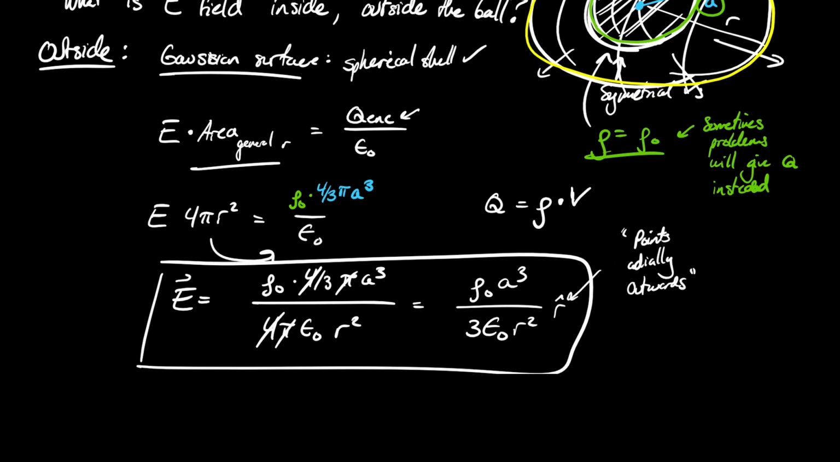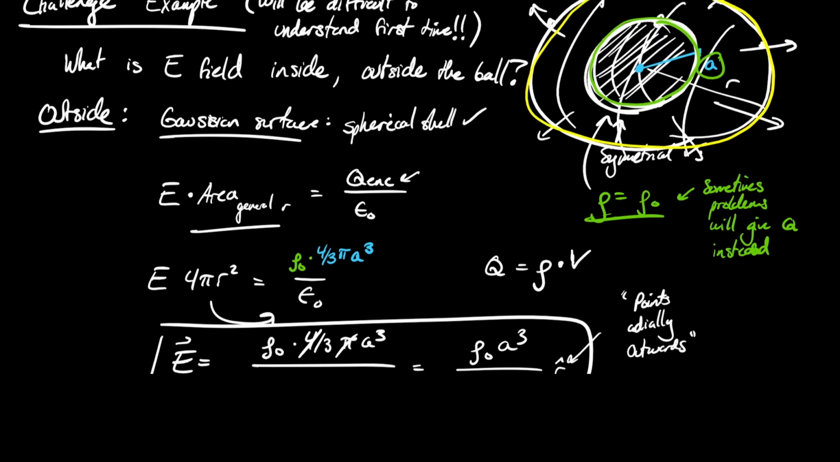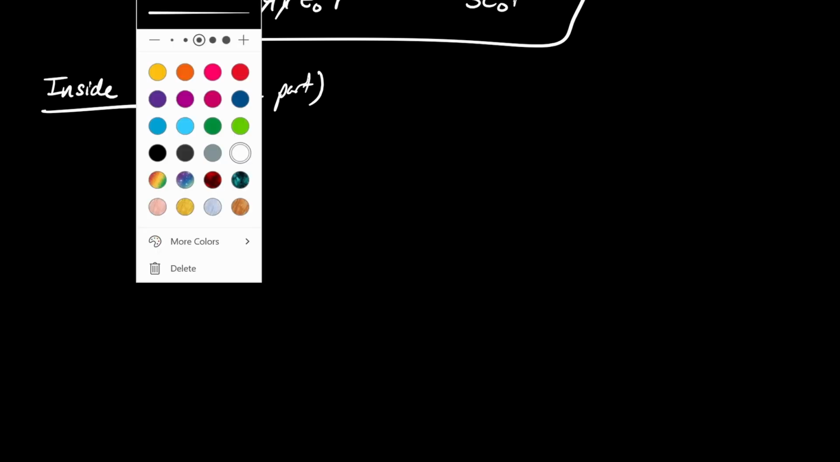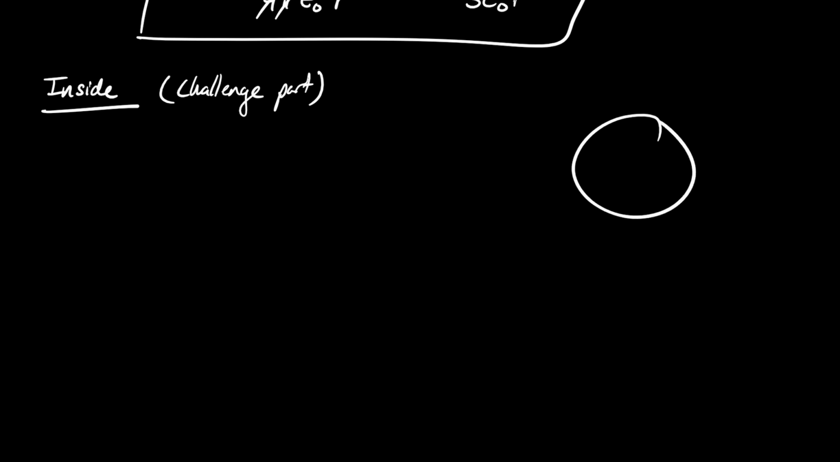Okay. Now let's tackle the case of being inside the sphere. And again, this is the challenge part. Do not fret if you don't get it the first time. It's all a matter of eventually getting what it's getting at and then being able to reproduce it for the most part. Okay, I'll redraw our setup here. We have this ball of charge, but this time we are inside of it. So we're going to draw what we think our electric field looks like on the inside.